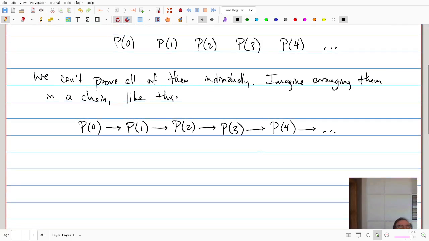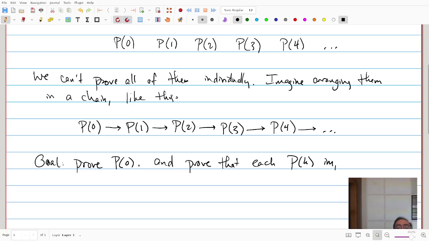So the goal is to prove P0 and prove that each Pk implies Pk+1.